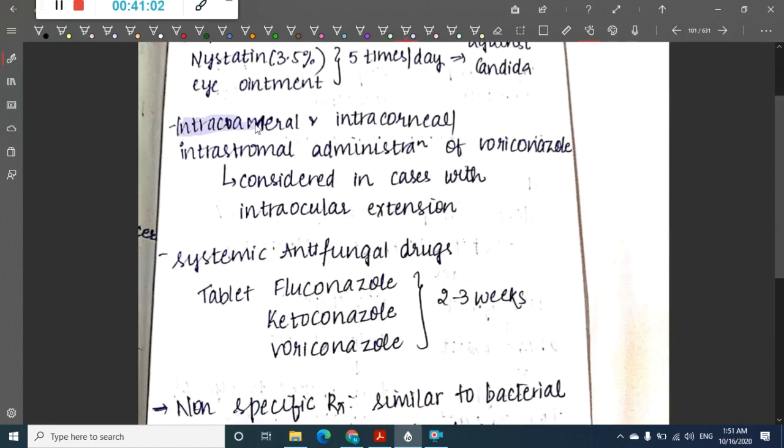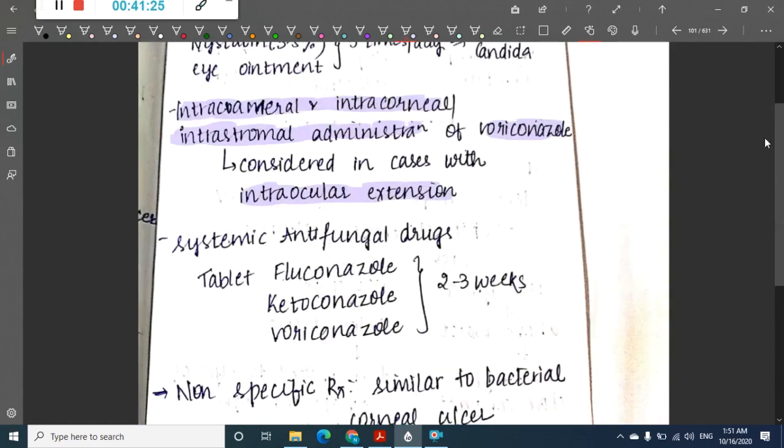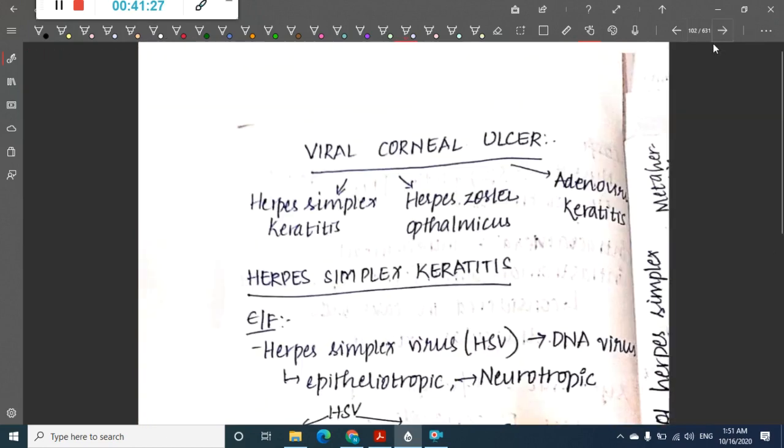Sometimes you can even consider intracameral or intraocular administration of voriconazole, especially if there is intraocular extension. If it is not just on the cornea but has extended intraocularly, then intracameral, intracorneal or intrastromal administration of voriconazole can be done. This is one important point about the treatment.